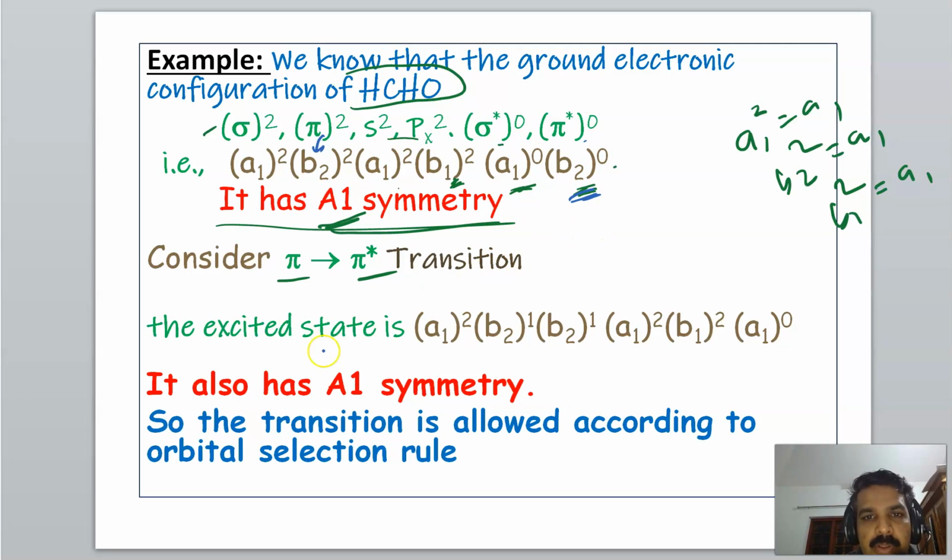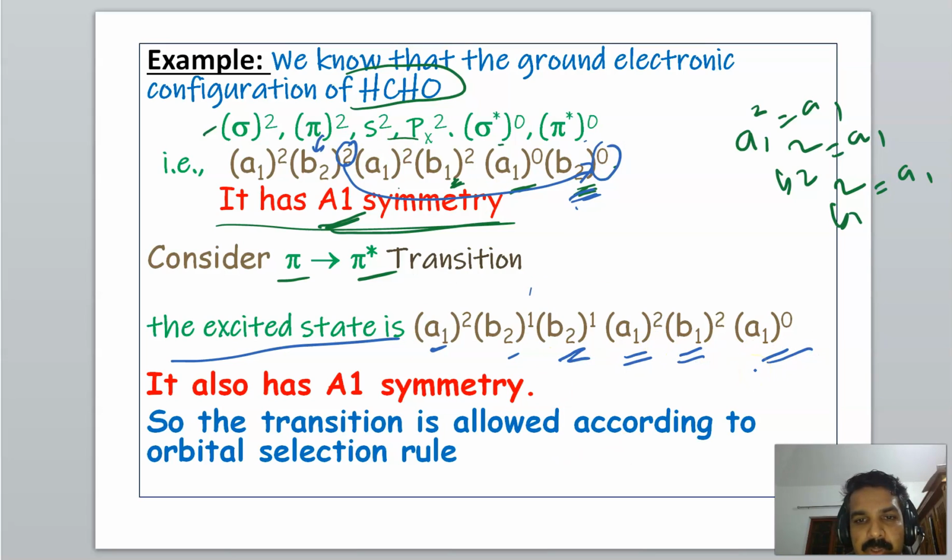So, okay, then the excited state configuration will be a1 raised to 2, b2 raised to 1. Here, one electron is shifted to this orbital, b2 raised to 1, and here also this 0 becomes 1, b2 raised to 1. a1 raised to 2, b2 raised to 2, a1 raised to 0. So, a1 raised to 2 is a1, b2 raised to 1 is b2, into b2 raised to 1 is equal to b2. a1 raised to 2 is a1.